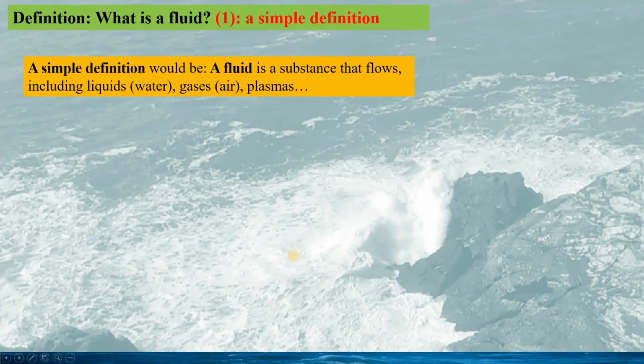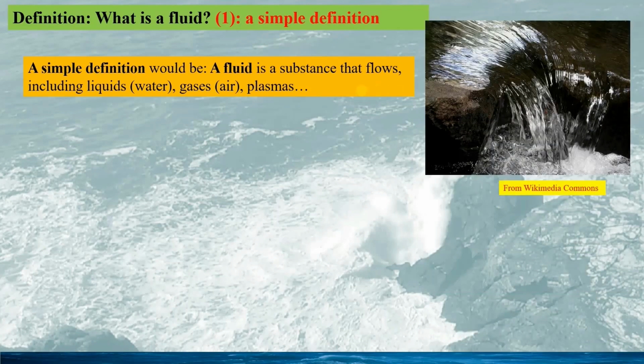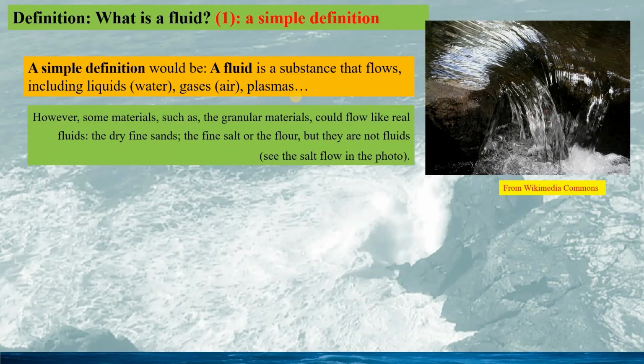A simple and the most understandable definition for a fluid would be: a fluid is a substance that flows, including liquids such as water, gases such as the air, plasmas, and more. This definition gives the most special feature for fluids when compared to solids. However, this definition might have difficulties for some special materials.